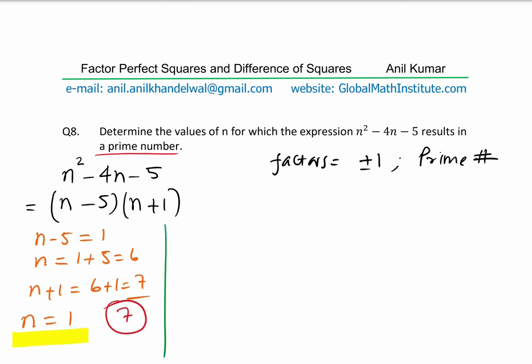Now, let's also calculate with n minus 5 equals minus 1. In that case, n will be minus 1, sorry, plus 5 I wrote first. So n will be equal to plus 4. Well, that doesn't work for us. So we'll leave this. 4 is not a prime number. So we'll just forget about this one and try with n plus 1 now.